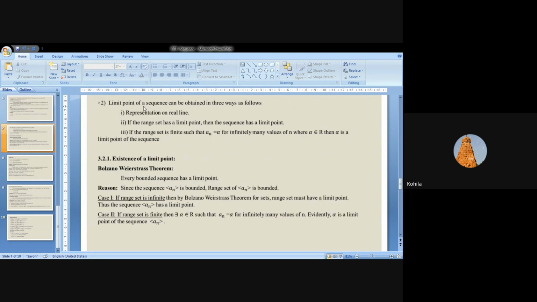A limit point of a sequence can be obtained in 3 ways. What are all the ways we can obtain the limit point of the sequence? First one is representation on the real line. For the second way, if the range set has a limit point, just now I said, if the range set has a limit point, definitely the sequence has a limit point. The third one: if the range set is finite and a_n equals alpha for infinitely many values of n, then alpha is a limit point of the sequence.